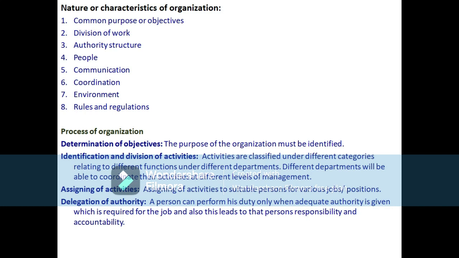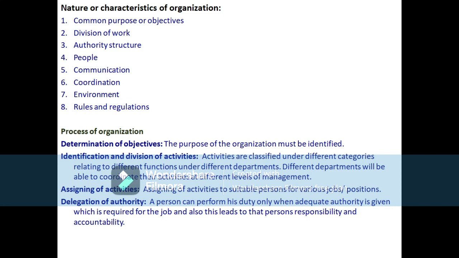Right, now coming to the process of organization. So what does the process of organization mean? Till now we have described that organization may be described as the backbone of management. Without efficient organization, no management can perform its functions smoothly. And organization helps in planning, staffing, directing, controlling. And organization is a dynamic process. Okay, so in this dynamic process, what were the steps involved?